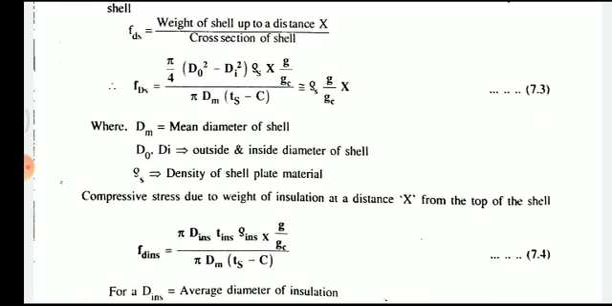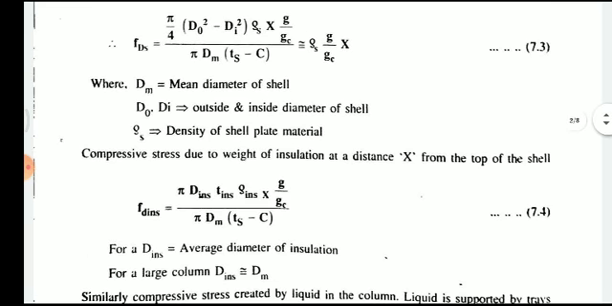dm is the mean diameter of the shell. do or di is the outside or inside diameter of the shell. Rho_s is the density of the shell plate material.